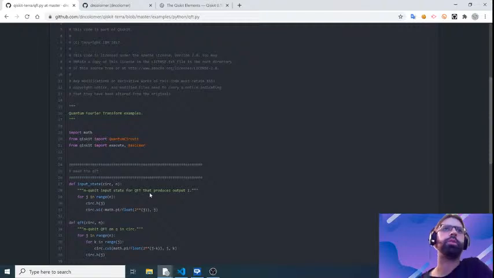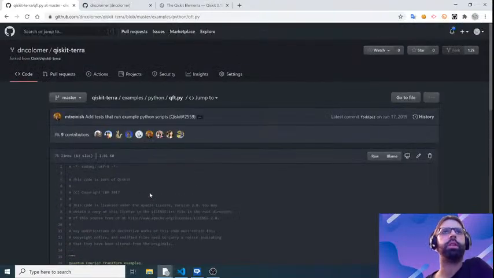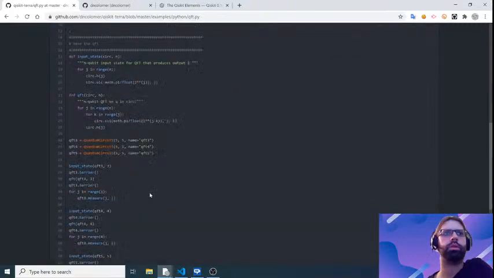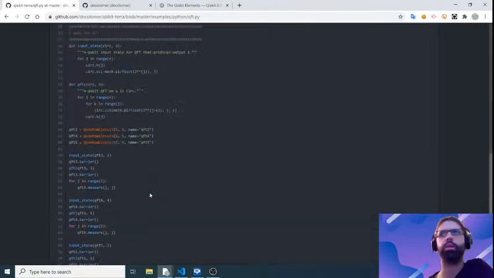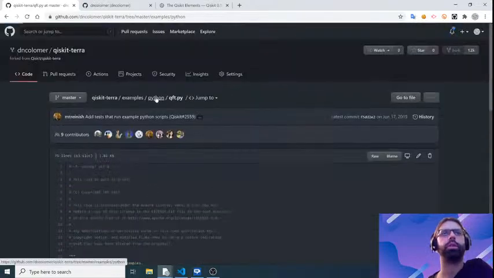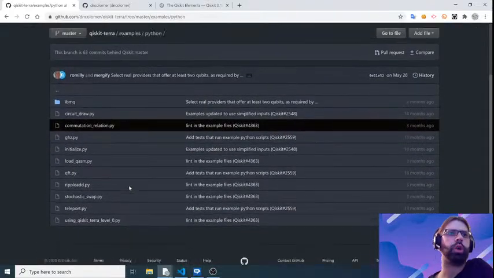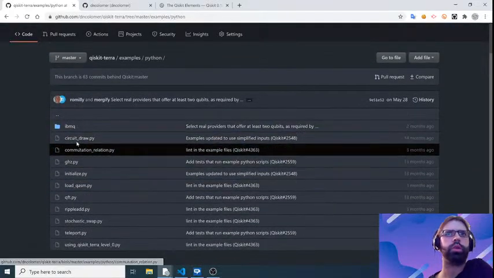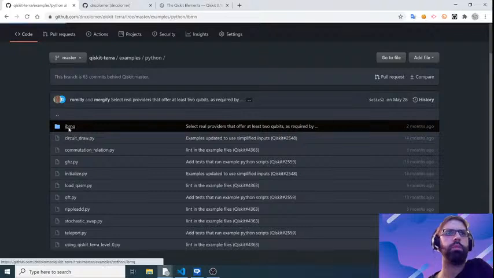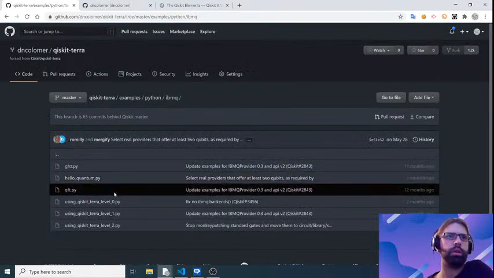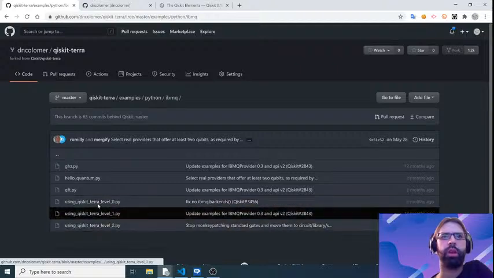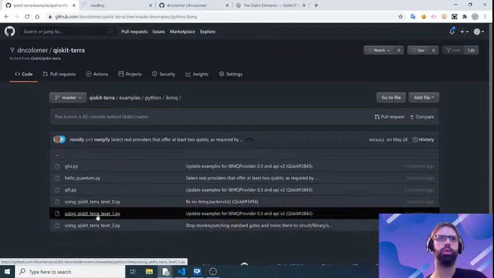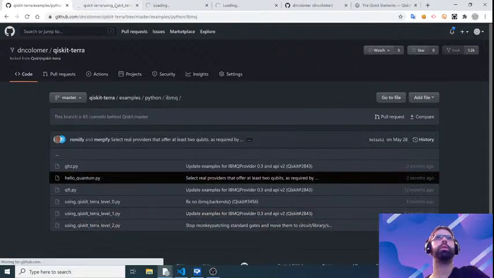Anyway, this is part of Qiskit. It's an example of the quantum Fourier transform. But why is this in Terra though? QFT circuit. Okay, so those are just examples. I want to go to Python IBM Q. What is in there? QFT. Level 0, level 1, level 2. What are those? Let me open them separately.